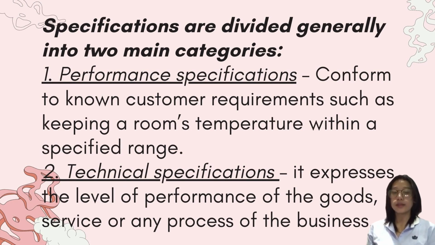Specifications are divided generally into two main categories. One, performance specification. It conforms to a customer requirement, such as keeping a room's temperature within a specified range. Number 2, technical specification. It expresses the level of performance of the good, service, or any process of the business.